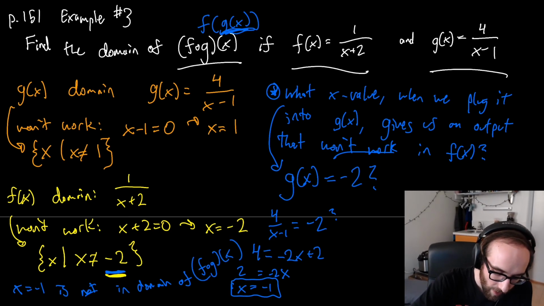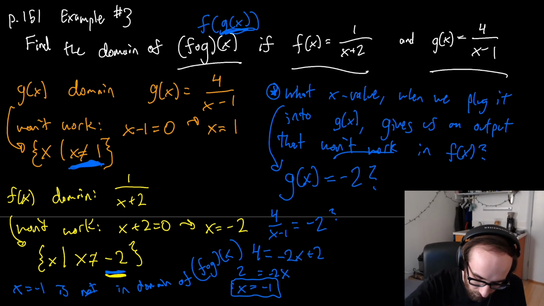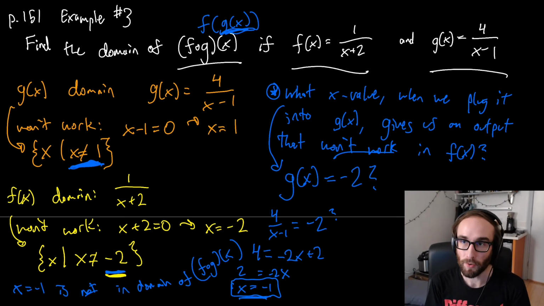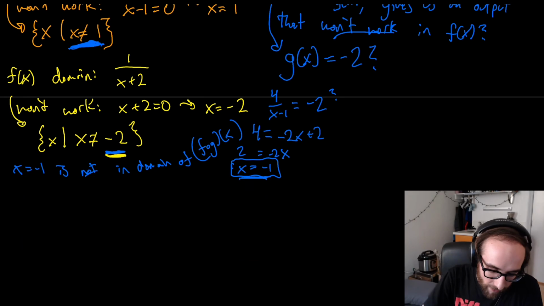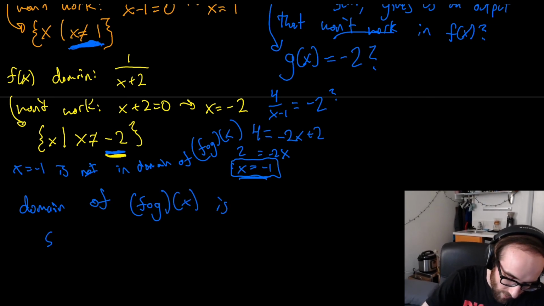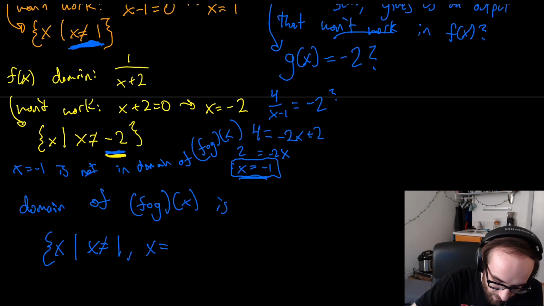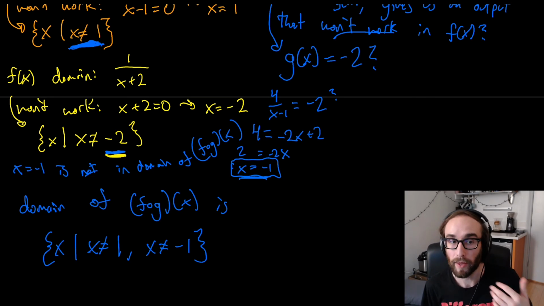In other words, we know that x equals 1 doesn't work for g of x, so it's not in our domain. We also know that x equals negative 1, although it works in g of x, our output can't be used in f of x, so it's also not in our domain. So to answer our question, find the domain. I'm going to scroll down a little bit. Our answer here is going to be the domain of f composed with g of x is the set of x values such that x is not equal to 1, because it's not in our domain of g of x, and x is not equal to negative 1, because it works with g of x, but our output won't work with f of x.